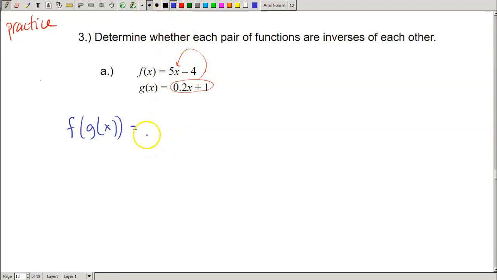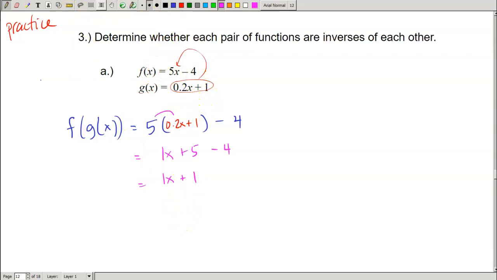So f of x is 5 times an input minus 4. We're going to replace that input now with 0.2x plus 1. And now we're going to go ahead and simplify this. So 5 times 0.2 is going to be 1x. I have 5 times 1, so plus 5. And then I have a minus 4 here. And so if I reduce this, I get 1x. And this does not cancel. I have plus 5 minus 4. So this is going to be plus 1. And so I don't get what I started with.